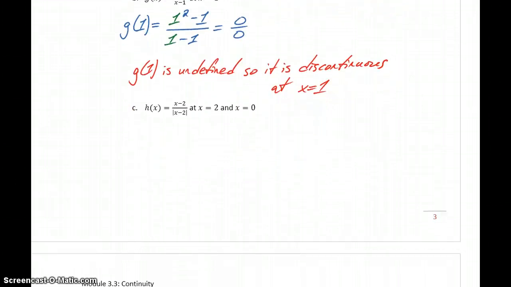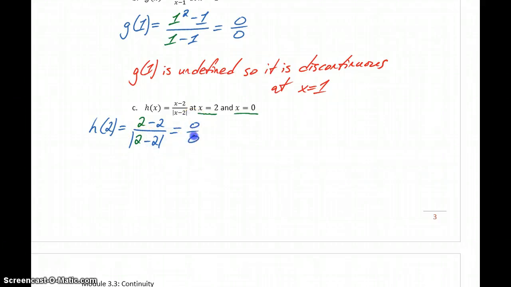In part C, now we want to consider the continuity of our function at two different points, at x equals 2 and x equals 0. We can start by considering our function value at 2. In this case, that is going to give us 2 minus 2 over the absolute value of 2 minus 2, which again brings us back to that indeterminate form. So our function is discontinuous at x equals 2.